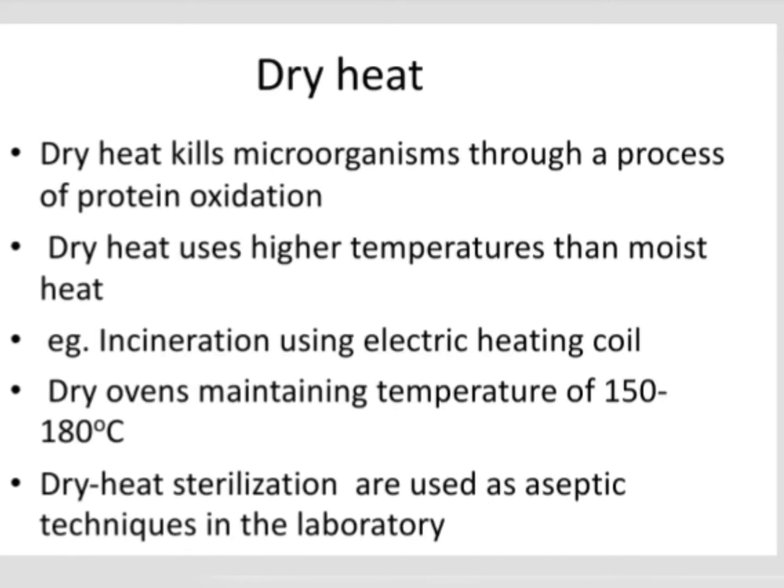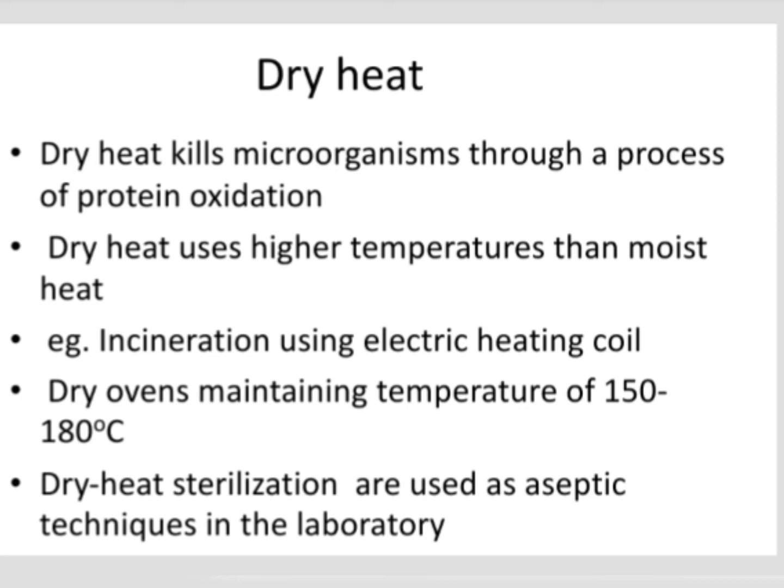Then dry heat. Dry heat kills microorganisms through a process of protein oxidation. Dry heat uses higher temperature than moist heat. An example of dry heat application is incineration using an electric heating coil. Then in dry ovens also we are applying this dry heat, and here the temperature should be around 150 to 180 degrees Celsius. Dry heat sterilization is used as an aseptic technique in the laboratory. So dry heat is used as a sterilization technique in the laboratory.